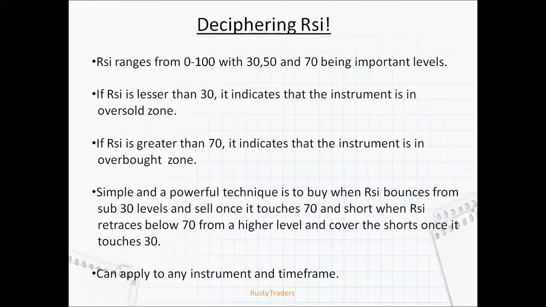So what we are saying here is, let's say RSI was at 65, and then slowly it came down to 60, 50, 40, 30, 25. All right. So now it came down to 25, and now it started to move up from 25 to, let's say, 29 and 30, 31, 32. Now this is the place where you initiate your buy position.